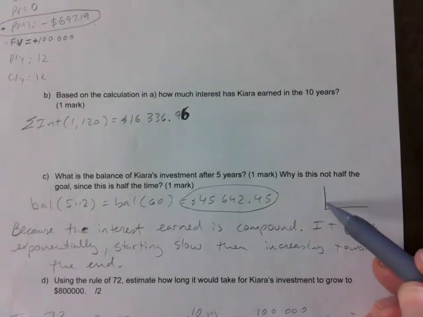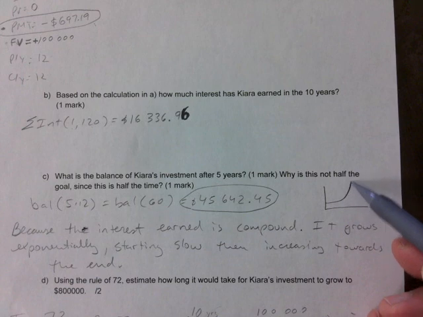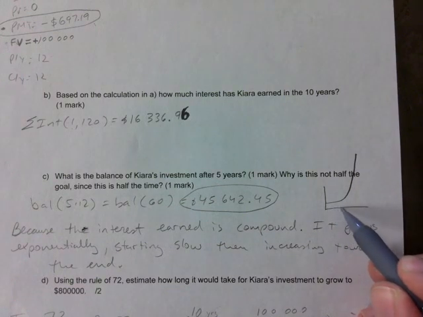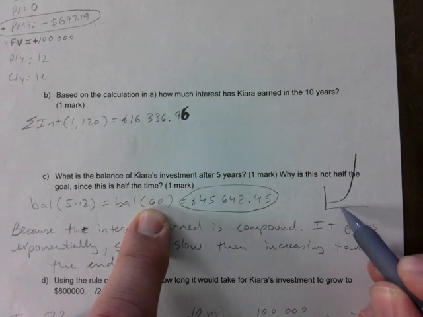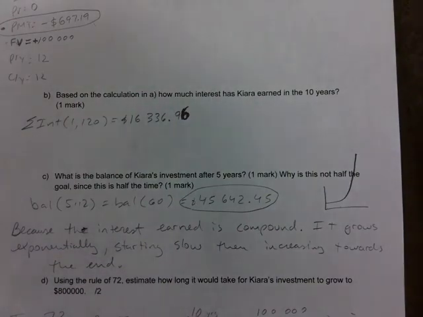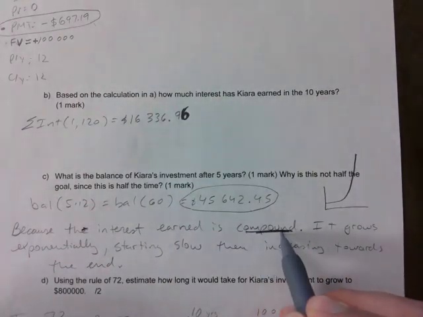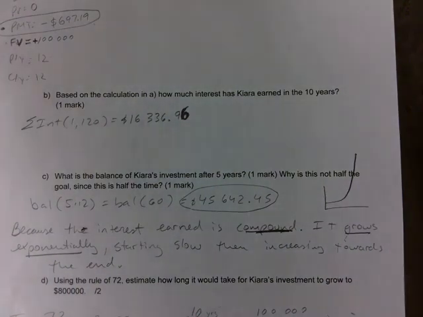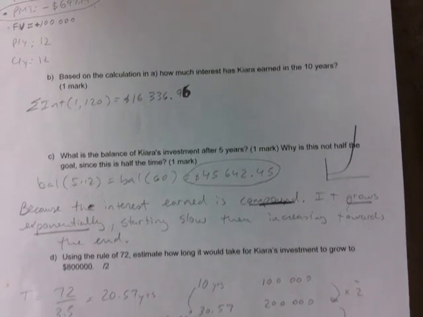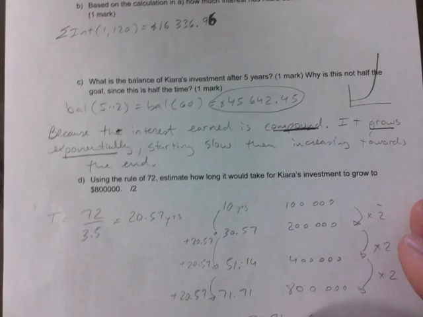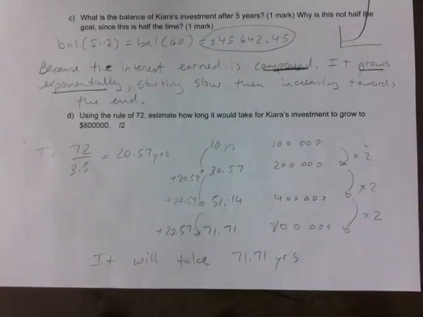It grows exponentially. So it first goes like this and then all of a sudden it just goes up rapidly. So just because you're halfway through in years, it doesn't mean that you're going to have half the money already. It's like a snowball effect. It will get bigger after that. So the main terms are compound and growing exponentially. Those are your key terms there. I will accept pretty much anything you said today if it makes sense. Okay.